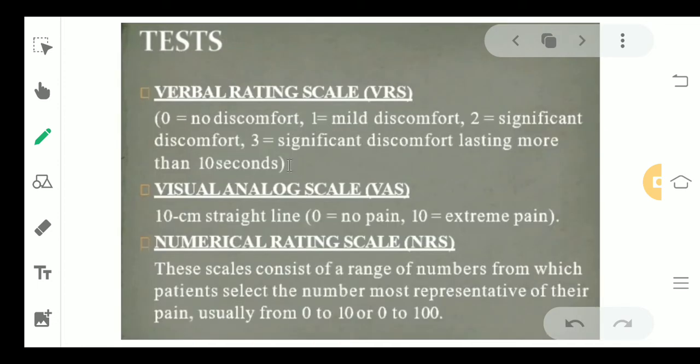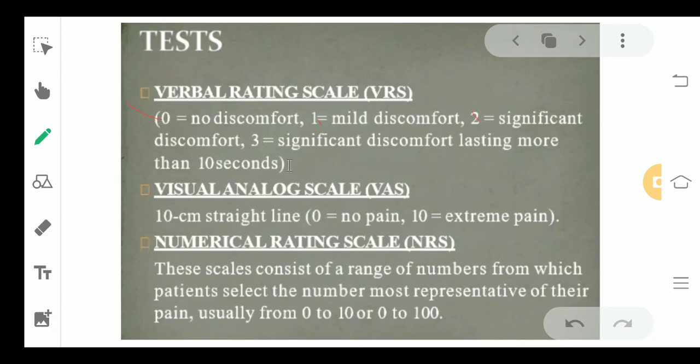If a patient is sitting in front of you and you want to test the grading, or you have to number the amount of pain he is having, what are the different tests we have? We have the verbal rating scale. In the verbal rating scale, we ask the patient to verbally tell us what kind of discomfort he is feeling. If there is no discomfort felt by the patient, you will give a score 0. If there is mild discomfort, then the score is going to be 1. Significant discomfort, 2.